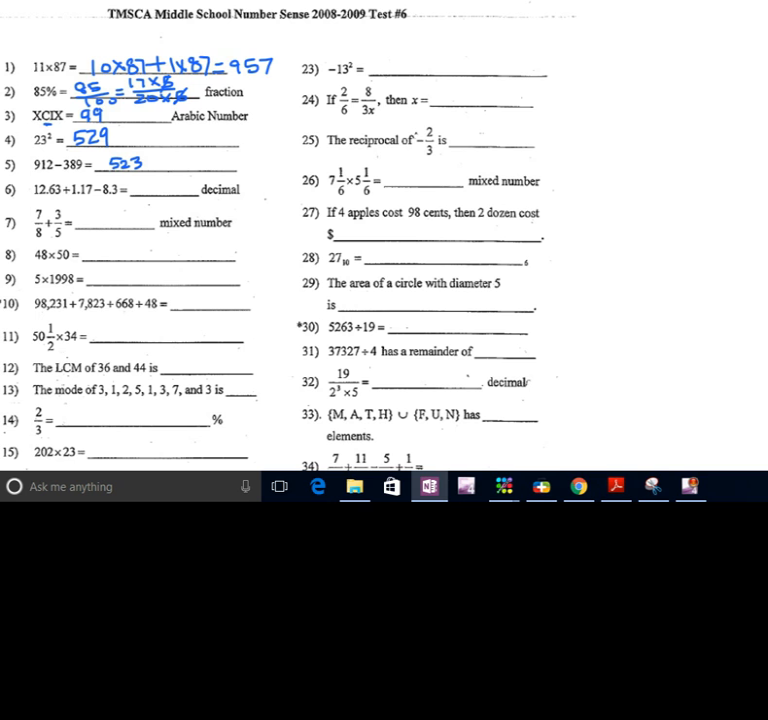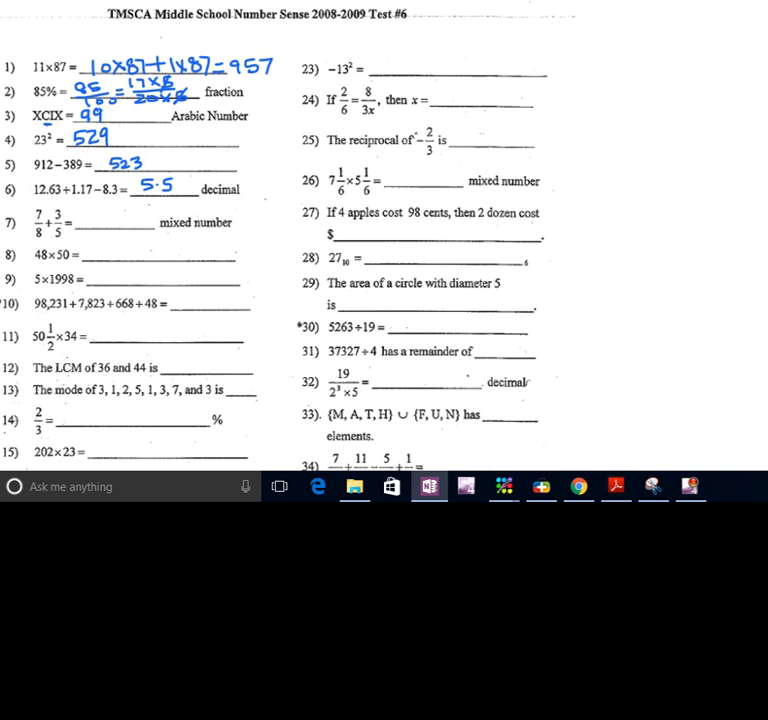12.63 plus 1.17 minus 8.3. So let's add the first two numbers. 12 plus 1 is 13. 0.63 plus 0.17 is 0.8, so that's 13.8 minus 8.3. So 13.8 minus 8 is 5.8, and then we have to subtract 0.3 from it. That will give us 5.5.